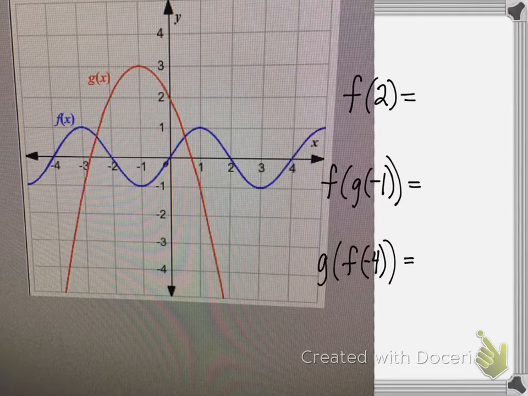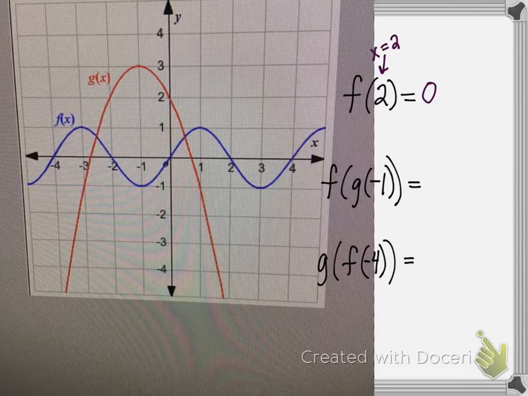For this example, we're asked to find outputs or the composition of functions graphically. So finding f of 2 is saying, what is my output when x is equal to 2? And I'm only looking at the blue function because that is f of x. So when I go over to 2, what is my y-coordinate? Well, this is 2, 0. So the y-coordinate, or the output, is 0.